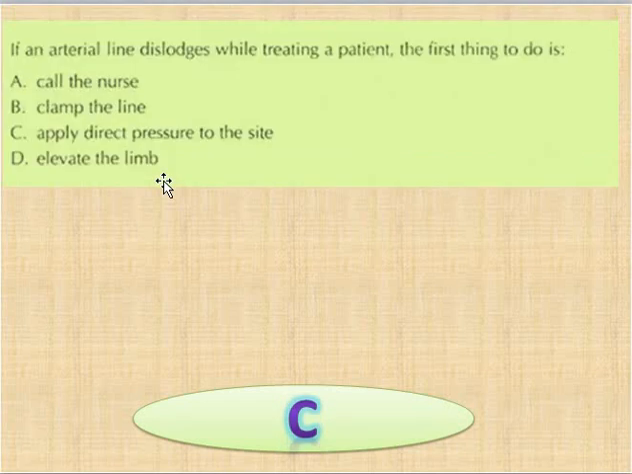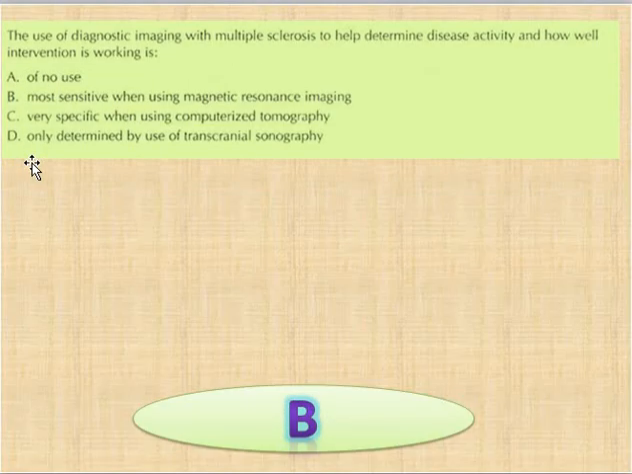If an arterial line is dislodged while treating a patient, the first thing to do is option A, call the nurse, B, clamp the line, C, apply direct pressure to the site, D, elevate the limb. And in this case हमने apply direct pressure to the site, option C is correct. The use of diagnostic imaging with multiple sclerosis to help determine disease activity and how well intervention is working is option A, of no use, B, most sensitive when using magnetic resonance imaging, C, very specific when using computerized tomography, and D, only determined by the use of transcranial sonography. And the correct option is B, most sensitive when using magnetic resonance imaging.